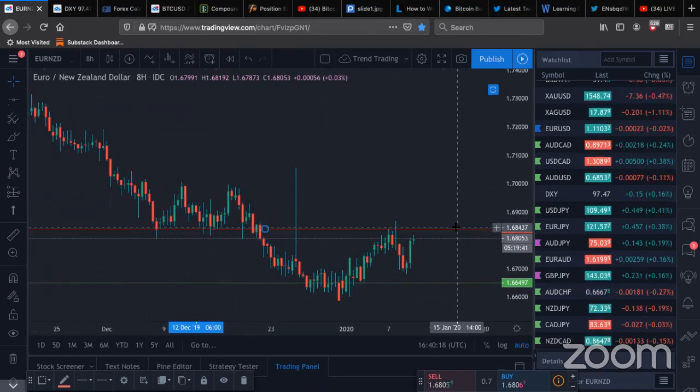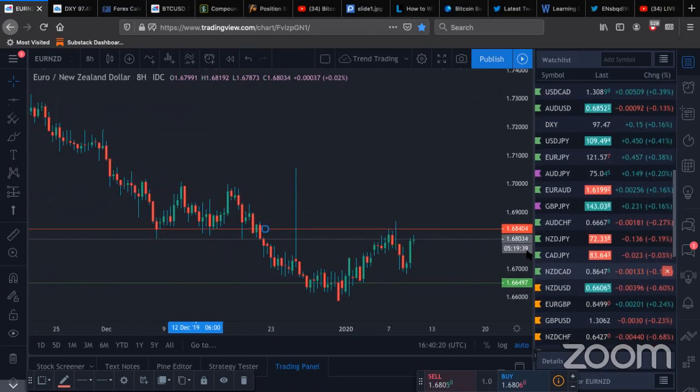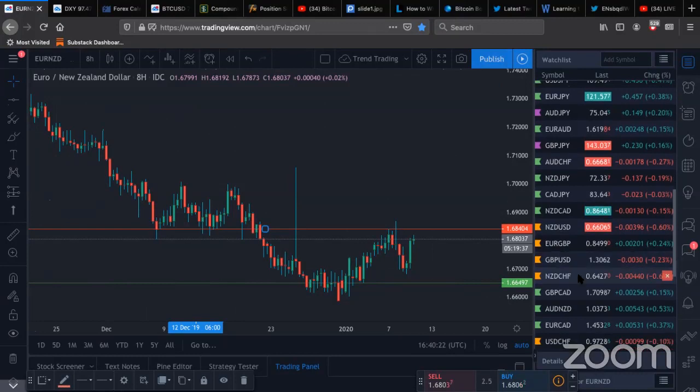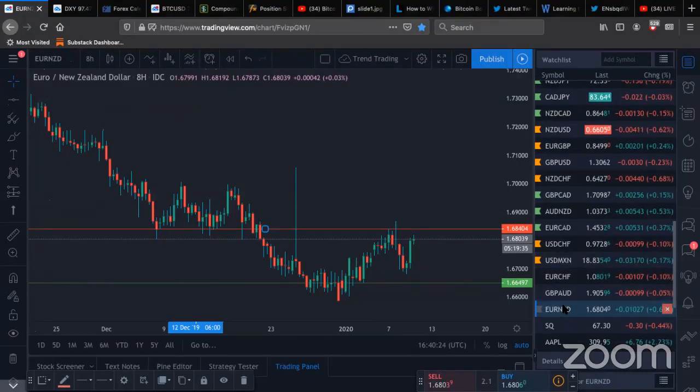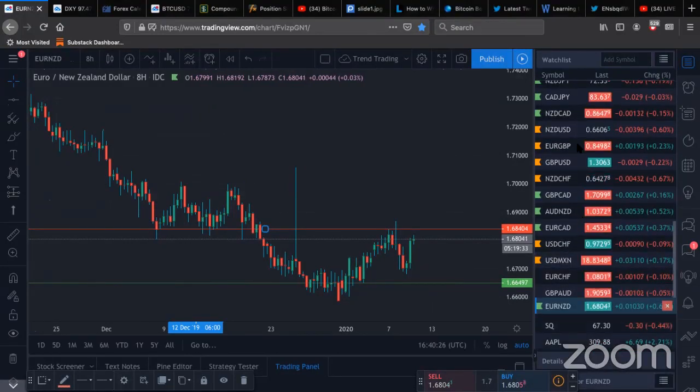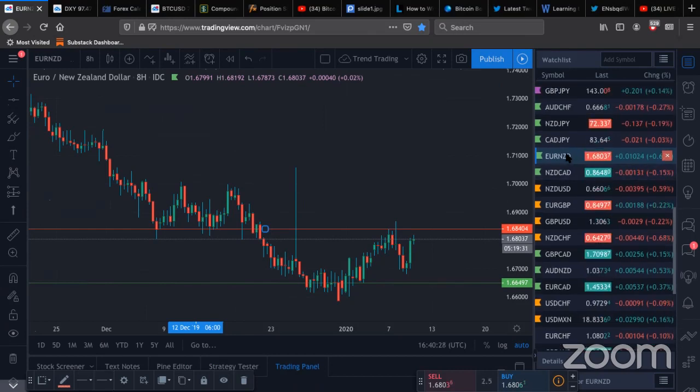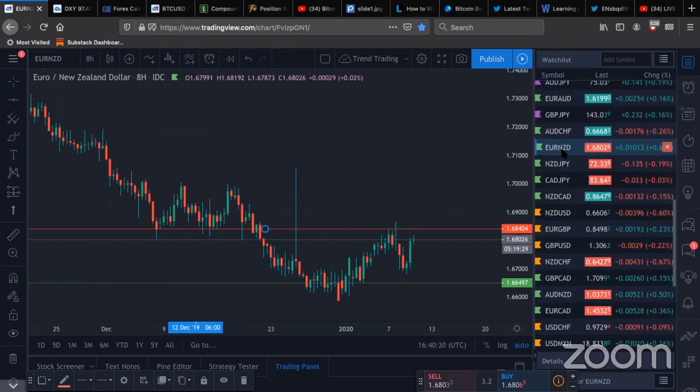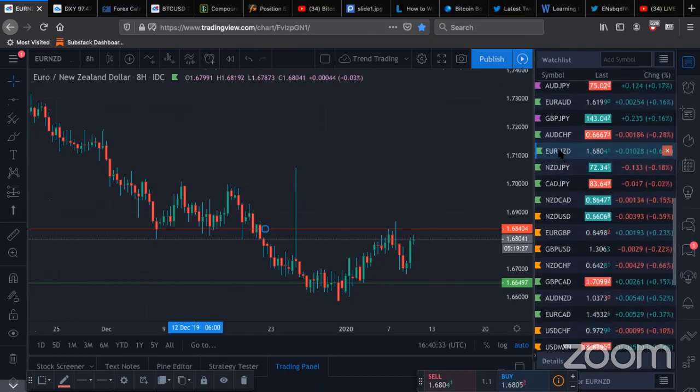So this is at a good inflection point, the euro New Zealand dollar. Good share. We haven't looked at that in a while. And now it's at a good point to be watching.